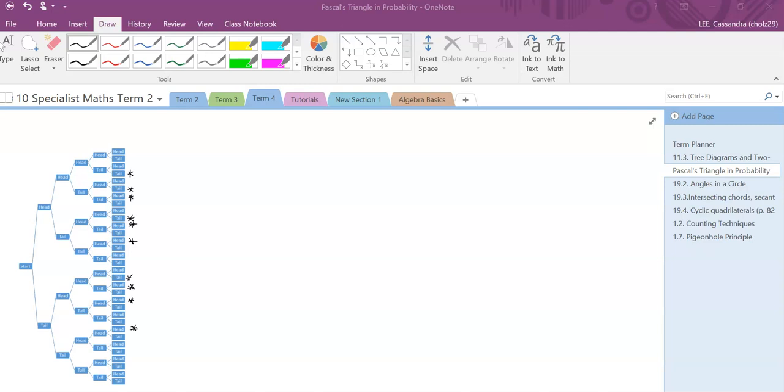Now, each of these has an equal chance of occurring. So all I'm going to do is just count up the outcomes. And here I can see that I've got a total of 10 out of 32 outcomes.